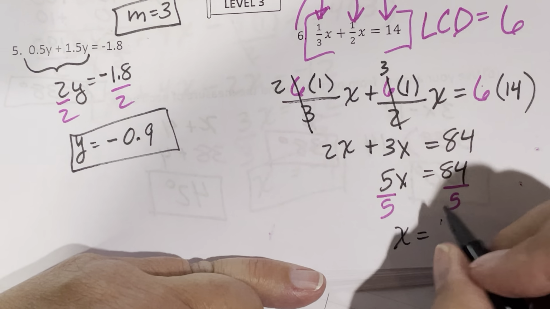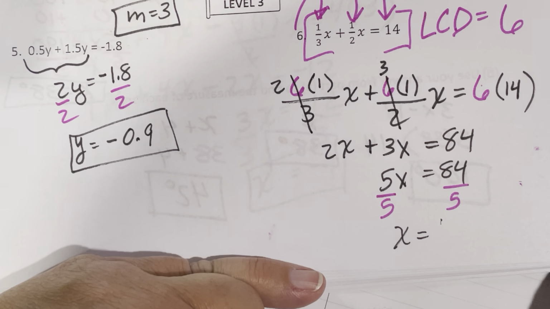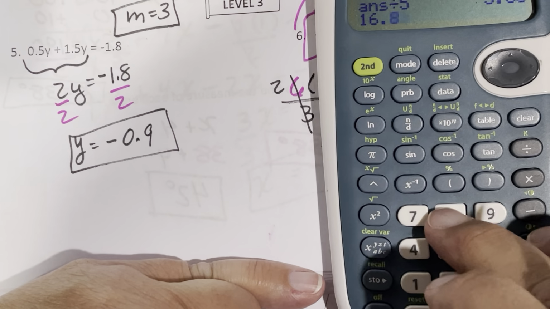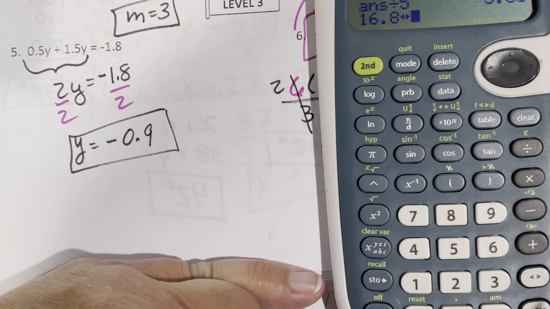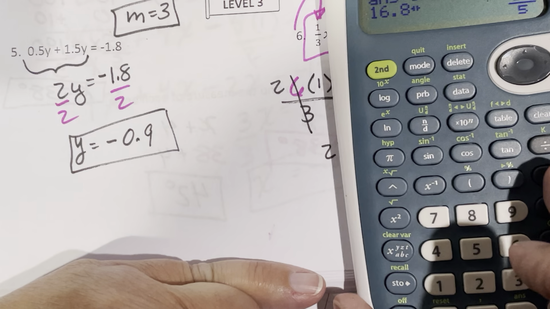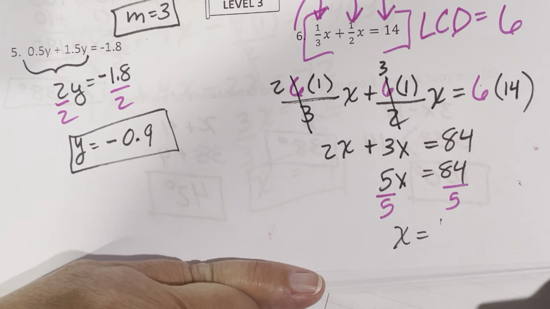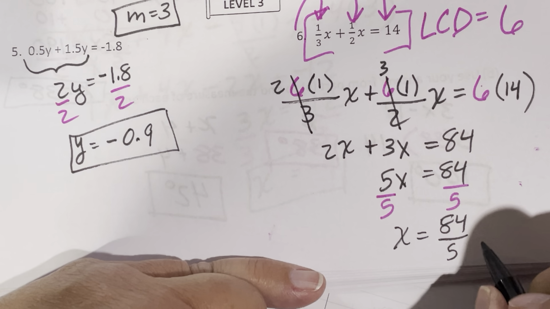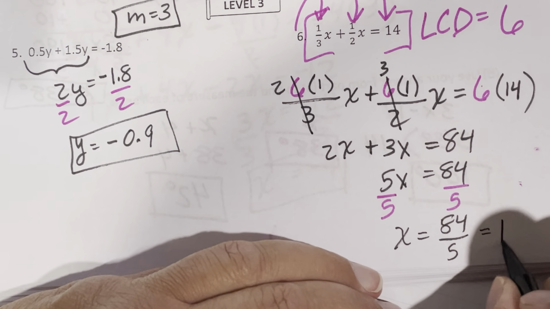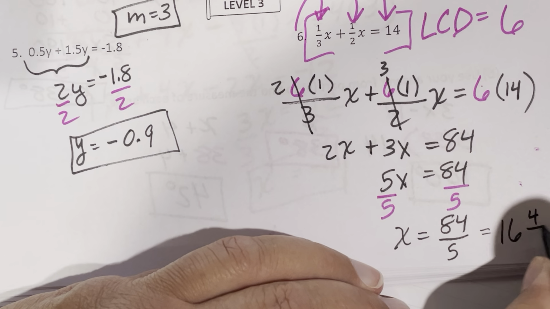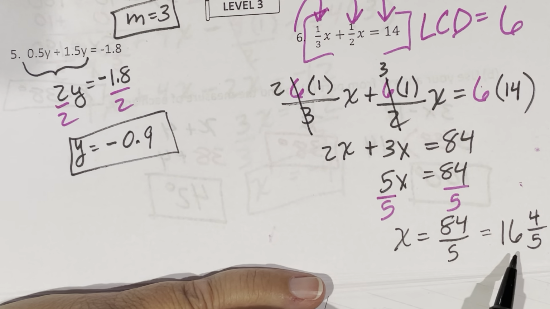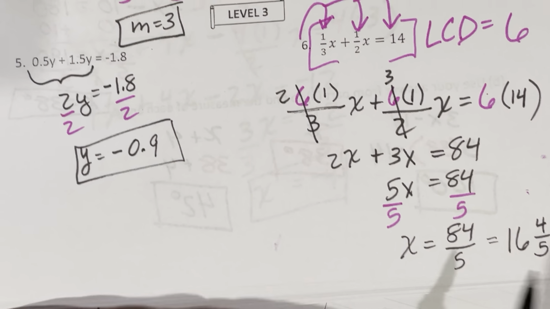You know what I can write, though? Double arrows. Nope. 16 and 8/10 is 84 over 5. I could leave it as 84 over 5, or I could make that 16 and 4/5, which is what it would be as a mixed number. I'm pretty sure that that would be the answer, but that could be the same. It's pretty much the same.